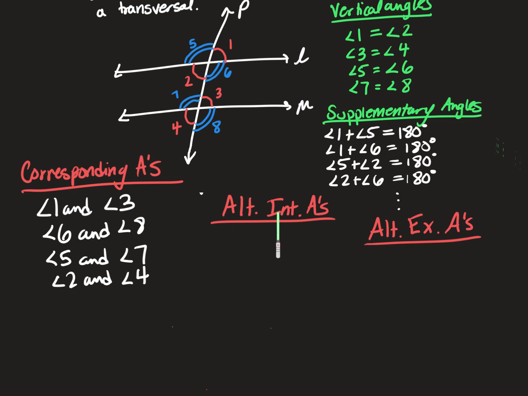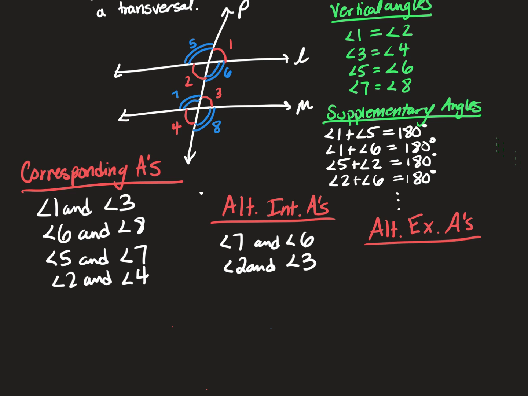Now, alternate interior angles are angles that are inside the transversal and that are congruent. So the 7 and 6 are alternate interior, and then 2 and 3 are alternate interior, and they're congruent. So we would say angle 7 and angle 6 are alternate interior angles, and they're equal. Angle 2 and angle 3 are alternate interior, and they're equal.